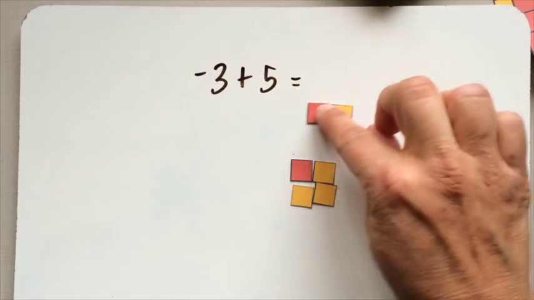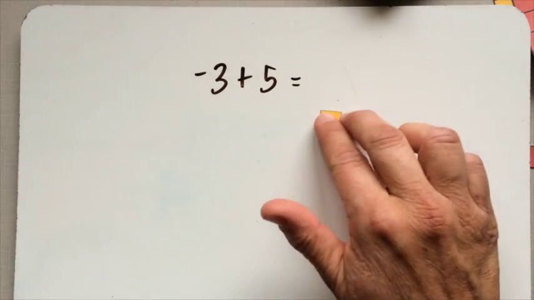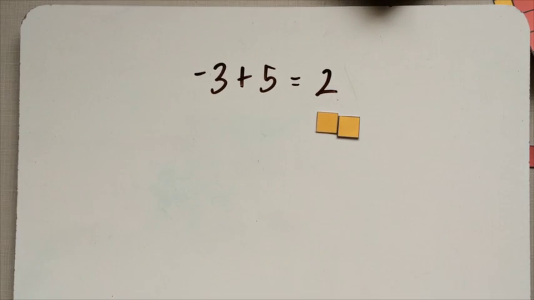All right, so I have another pair, 1 positive, 1 negative. Together, they eliminate each other, they're nothing. Another one, 1 positive, 1 negative. Together, they eliminate each other, they're nothing. I'm left with just positives. So that is my answer, positive 2, right?